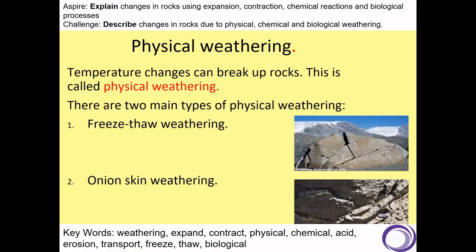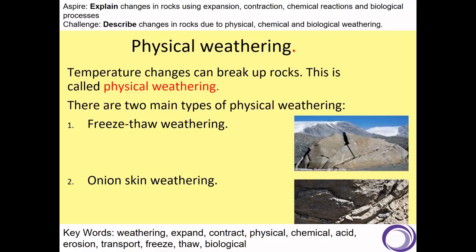Okay, so we're going to concentrate on physical weathering to start off with. So temperature changes can break up rocks. It's quite a dramatic process, but it happens over a period of time. And this is called physical weathering. And there are two main types of physical weathering that you need to be aware of. The image on the right shows a picture of some freeze-thaw weathering.